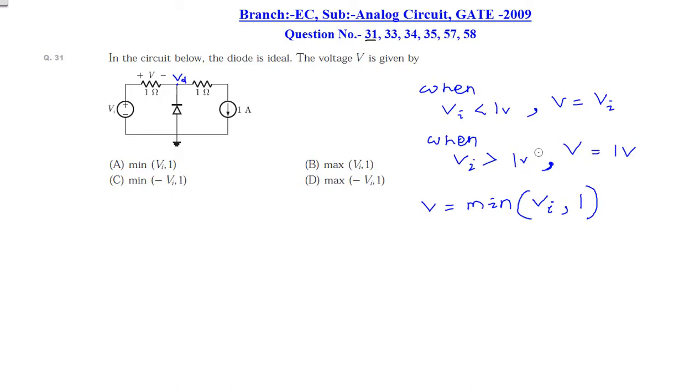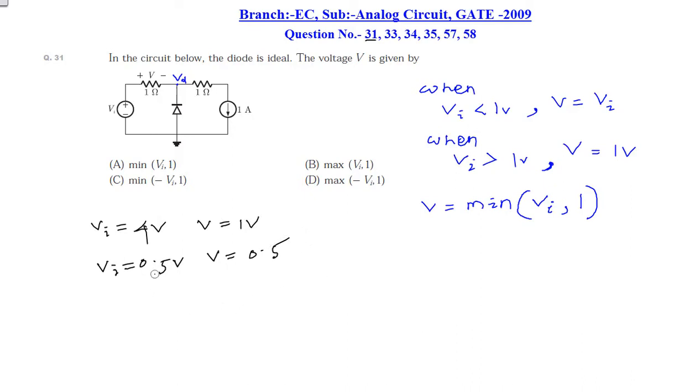Let us try to solve this with examples. Suppose we take the input voltage to be 4 volts. It falls under the second case, so the voltage V will be equal to 1 volt. Let us take another example where the input voltage is 0.5 volt. It falls under the first case, since 0.5 volt is less than 1 volt, so the voltage V across the 1 ohm resistor is equal to the input voltage, that is 0.5 volt.